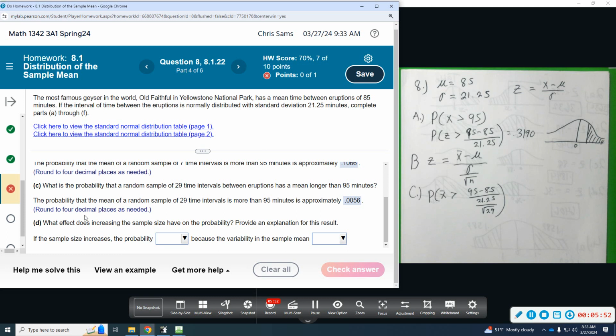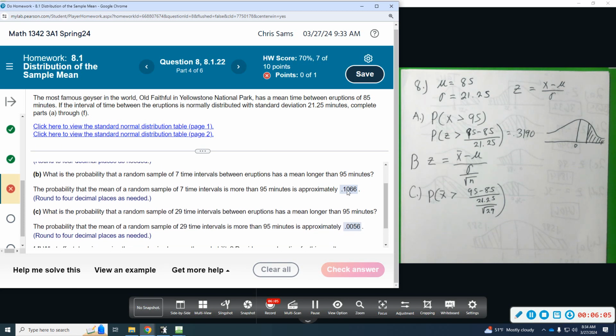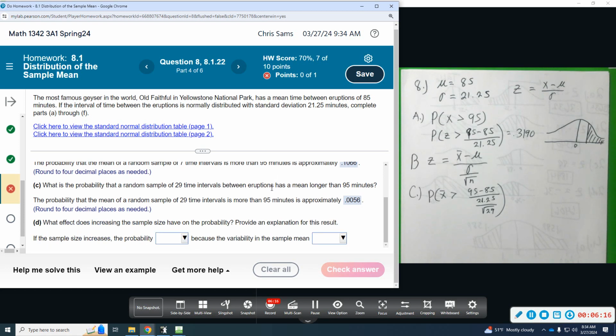Okay, so what effect does increasing the sample size have on the probability? As we can see, we started out with just a regular normal distribution. When we had a sample size of 7, we had about 10 or 11%, and then down here we have about 1%. So when the sample size got bigger, the probability of that happening went down. So if the sample size increases, the probability decreases because the variability in the sample mean decreases.